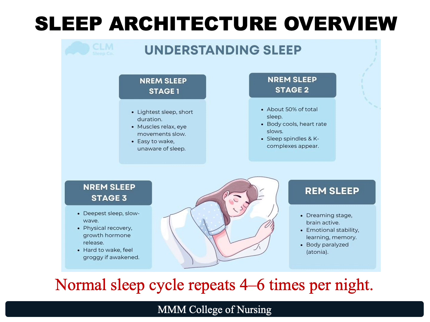The last stage is REM sleep, that is rapid eye movement sleep. This is a dreaming stage where the brain is active. This facilitates emotional stability, learning, and memory, and the body is paralyzed, which is otherwise termed as atonia. The normal sleep cycle repeats 4 to 6 times per night.